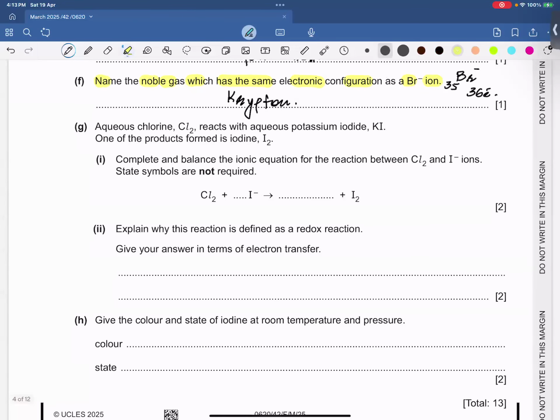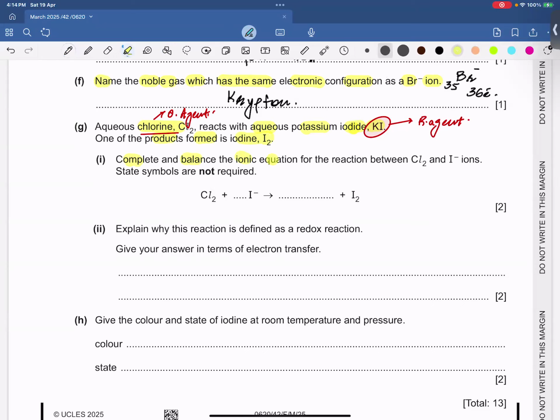Aqueous chlorine, basically chlorine is an oxidizing agent, reacts with aqueous potassium iodide. So we have told you in the class that potassium iodide is a reducing agent, which means when they react together, a redox reaction takes place. One of the products formed is iodine, all right.